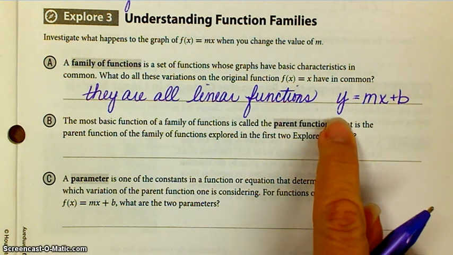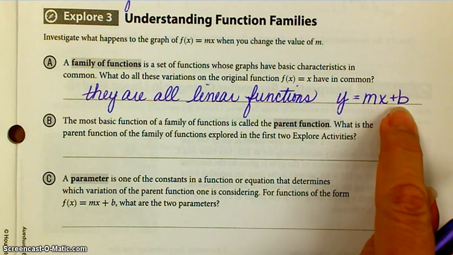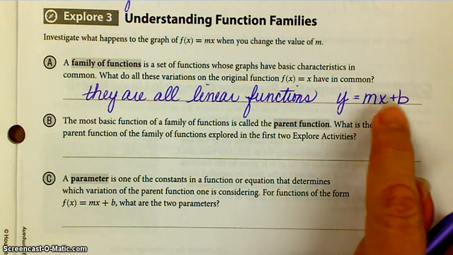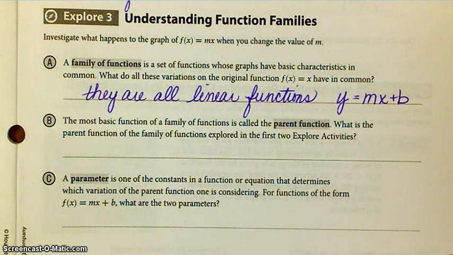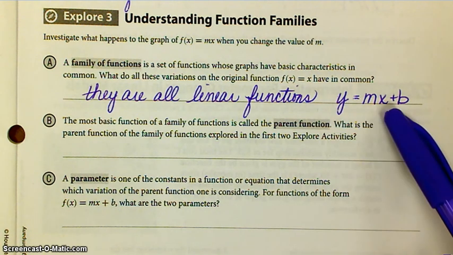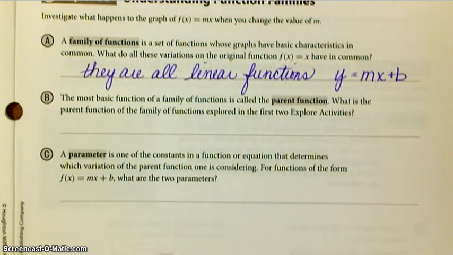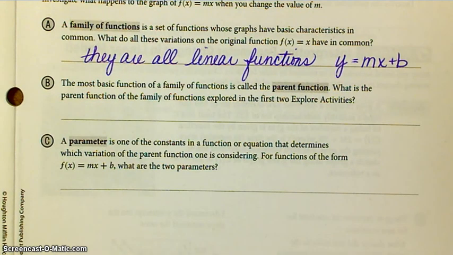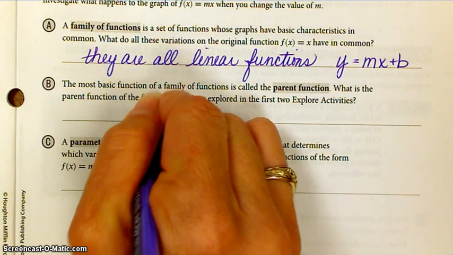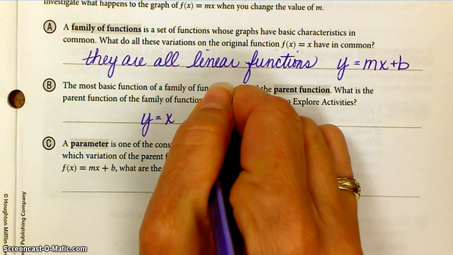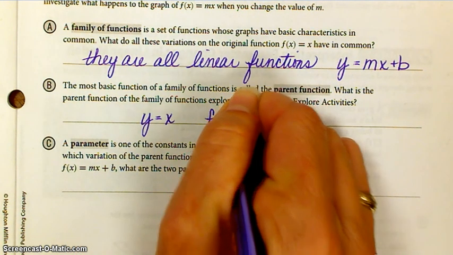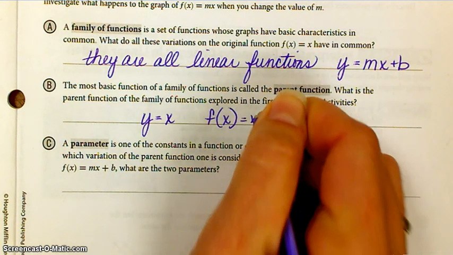Remember, f of x is the y. A lot of times we've had b is equal to 0, but it doesn't have to be. Okay, so all of these fit that linear function format. Okay, it just so happened I wrote it in slope-intercept form, but it doesn't have to be. All right, the most basic function of a family of functions is called the parent function. What is the parent function of the family of functions explored in the first two activities? Y equals x, or we kept referring to it as f of x equals x.